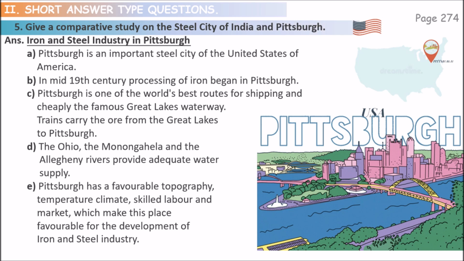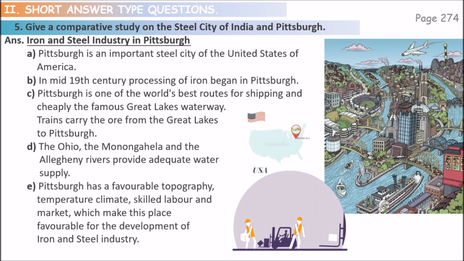Number 5. Give a comparative study on the Steel City of India and Pittsburgh. Answer. Iron and steel industry in Pittsburgh. Pittsburgh is an important steel city of the United States of America. In the mid-19th century, processing of iron began in Pittsburgh. Pittsburgh is one of the world's best routes for shipping cheaply, the famous Great Lakes waterway.